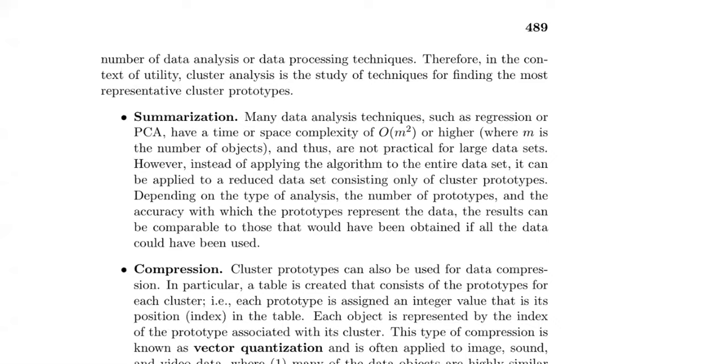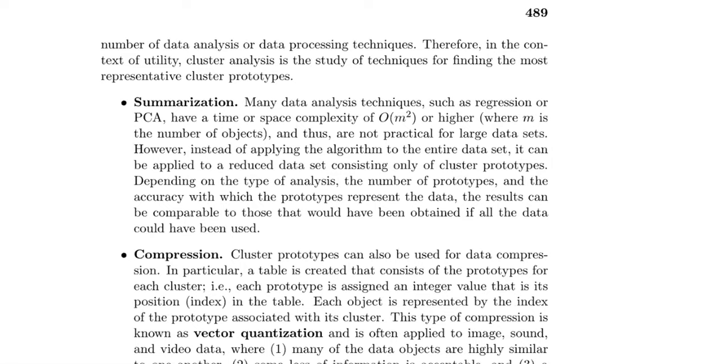In particular, a table is created that consists of the prototype for each cluster. Each prototype is assigned an integer value, which is its position in the table. Each object is represented by the index of the prototype associated with its cluster. This type of compression is generally called vector quantization. Vector quantization is mainly applied to image, sound, and video data. Whenever you have to compress data, images are compressed, sound is also compressed, and video data is also compressed.